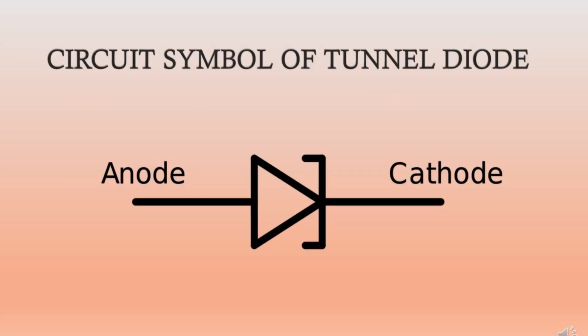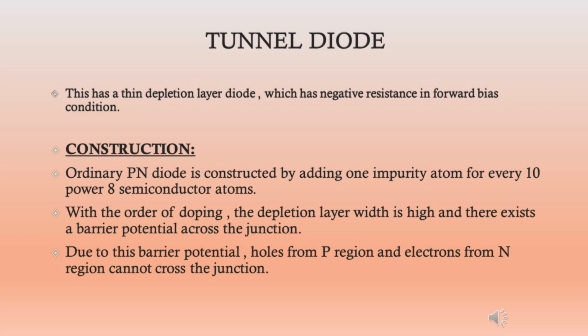The circuit symbol of tunnel diode. The circuit symbol is like a PN junction diode, but the cathode looks like a tunnel. The arrowhead indicates the conventional current flow when the diode is forward biased. A tunnel diode or Esaki diode is a thin depletion layer diode which has negative resistance in forward bias condition.